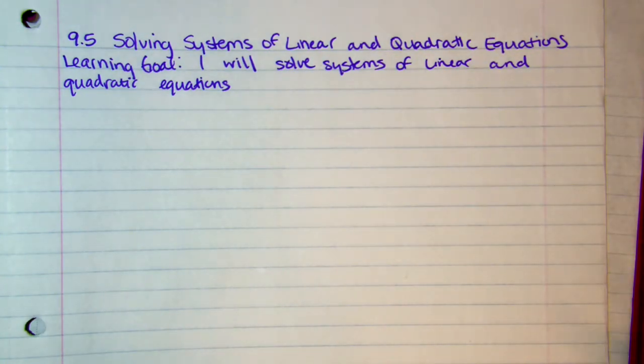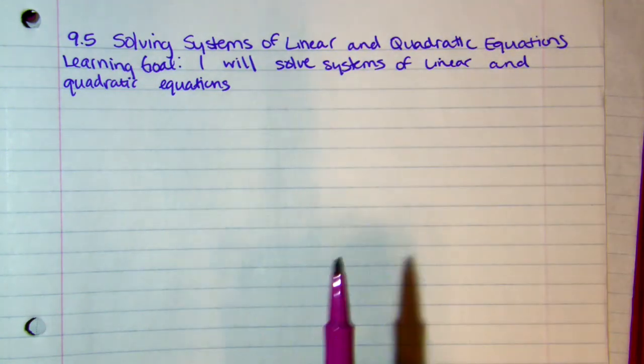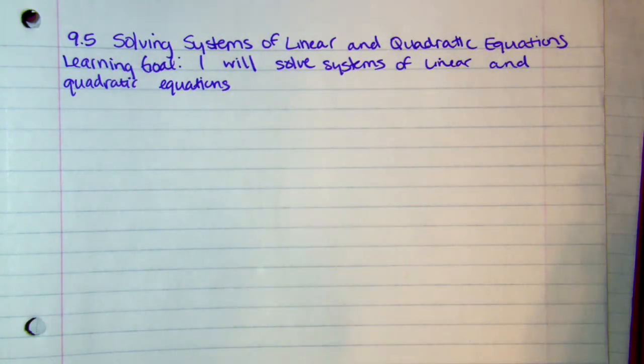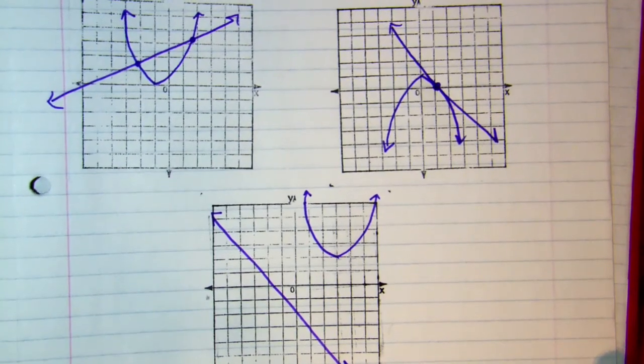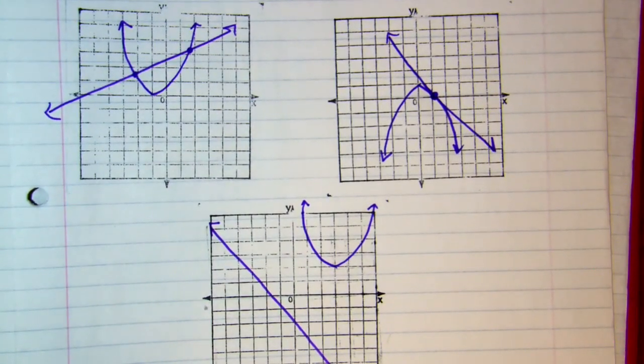Really, the three methods that we used for solving linear equations, where we did graphing, substitution, or elimination, are all going to work when we have one linear and one quadratic equation as well. Here I have three graphs drawn that show the different possibilities that arise when you're solving a system of a quadratic and a linear equation.